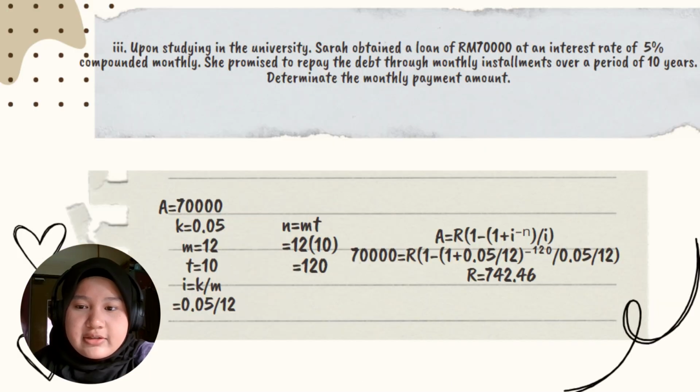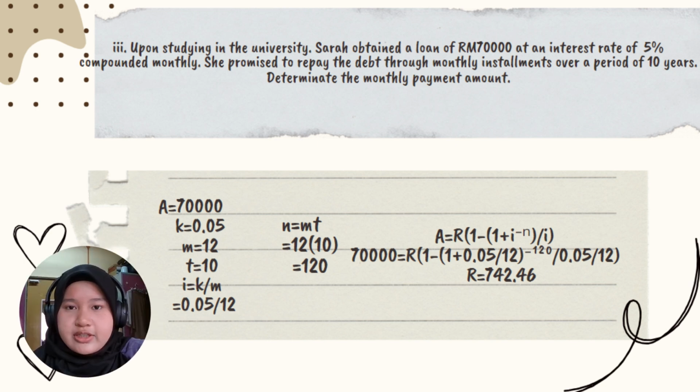Last question. Upon studying in the university, Sarah obtained a loan of 70,000 at an interest rate of 5% compounded monthly. She promised to repay the debt through monthly installments over a period of 10 years. Determine the monthly payment amount. The first step is to find the periodic interest rate, which uses the formula i equals k over m, and the answer is 0.05 over 12. Then to find the number of interest periods, n equals mt. m is 12, t is 10, and the answer is 120.